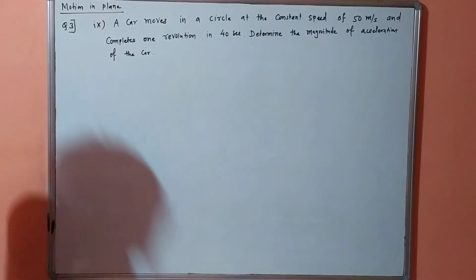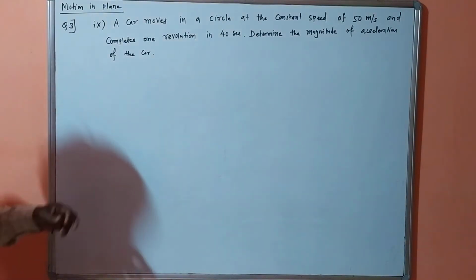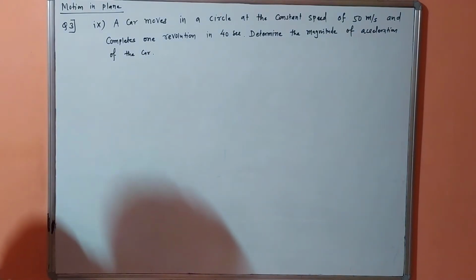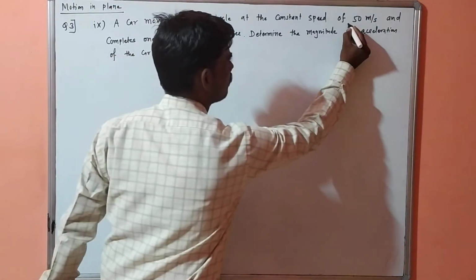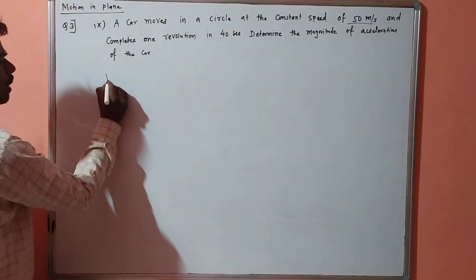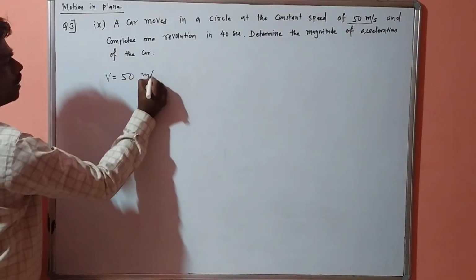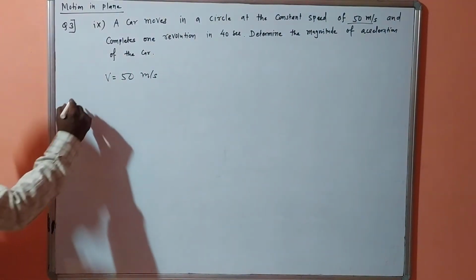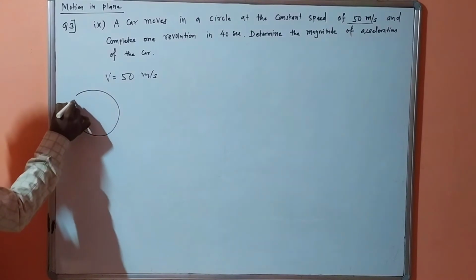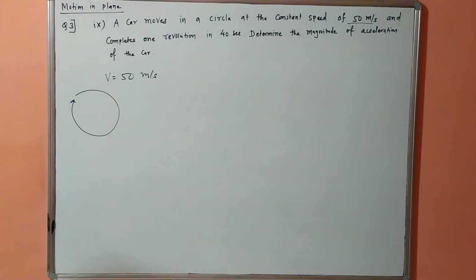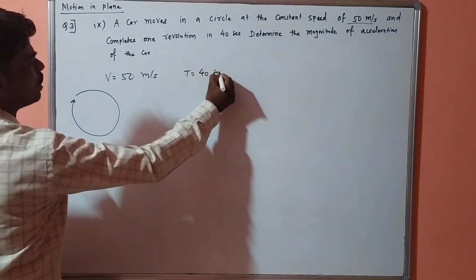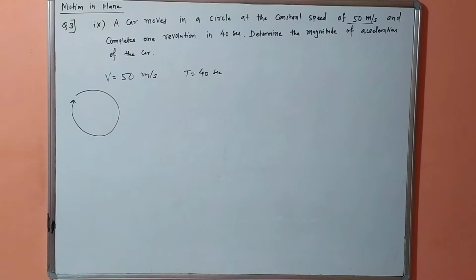this is the next problem from chapter motion in a plane. A car moves in a circle at a constant speed of 50 meter per second. That means the linear velocity of the car is given to you as 50 meter per second, and it completes one revolution in 40 seconds. That means the car is performing circular motion, and the time period of this motion is given to you as 40 seconds. Determine the magnitude of acceleration of the car.